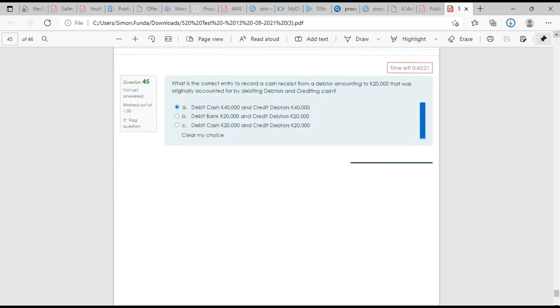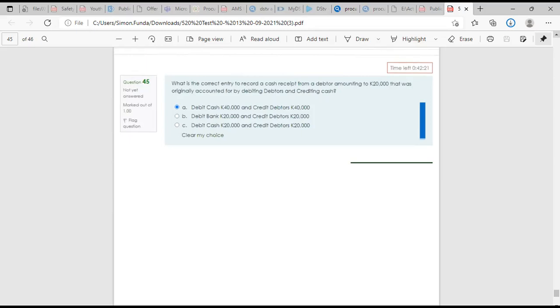So it was initially, we debited the debtors and credited cash. But this debtor is paying us. Since they are paying, our cash account is supposed to be debited, and the debtors are supposed to be credited. We are supposed to reduce what they are owing. So how do we correct since we made this mistake?